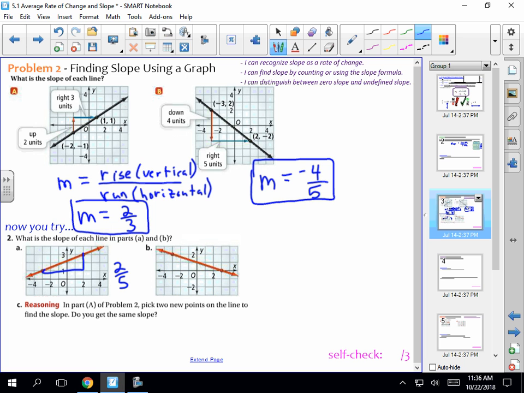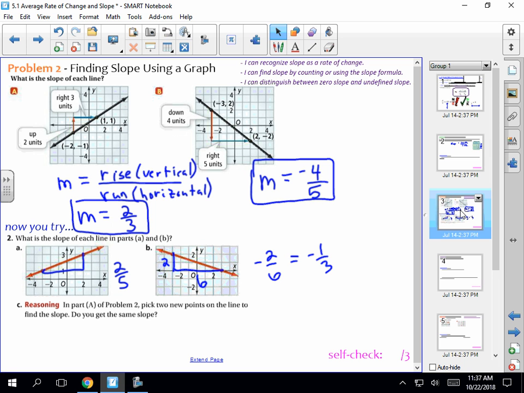What about here? This is definitely negative. We're going down 2 and 1, 2, 3, 4, 5, 6 over. So it's negative 2 over 6. Now they won't leave it like that. They will reduce it. It's equivalent to negative 1/3. So it's going to be in simplified fraction form.